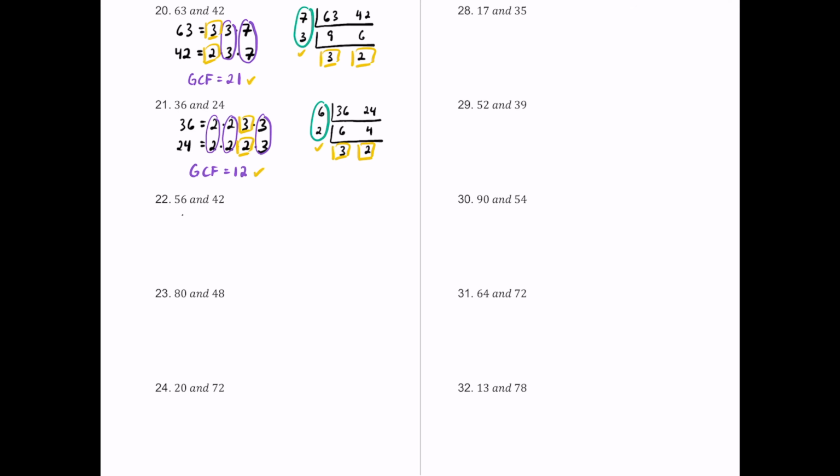Up to you. For 56, I know that's 7 times 8, and I know 8 breaks into 2 times 2 times 2. And then for 42, I know that's 6 times 7, but 6 breaks into 2 times 3. And so what do they have in common? They both have a 2, and they both have a 7. So the GCF here, 2 times 7 would be 14. Turns out 14 is a common factor between 56 and 42. It's the greatest common factor.